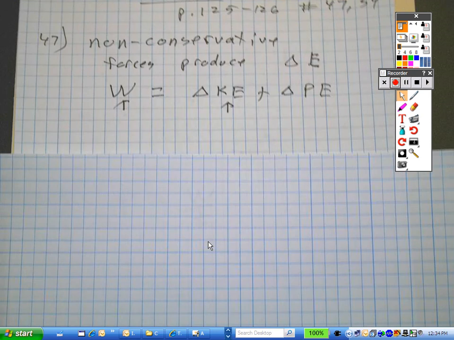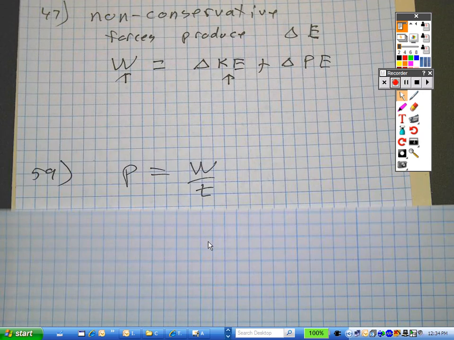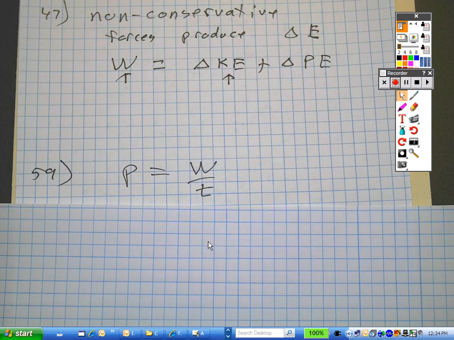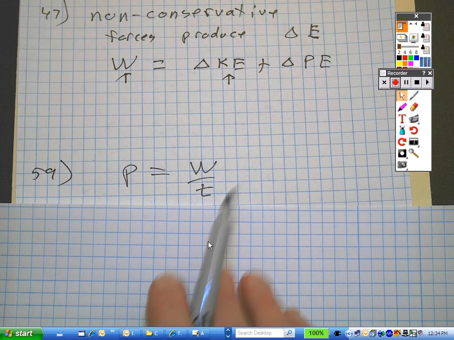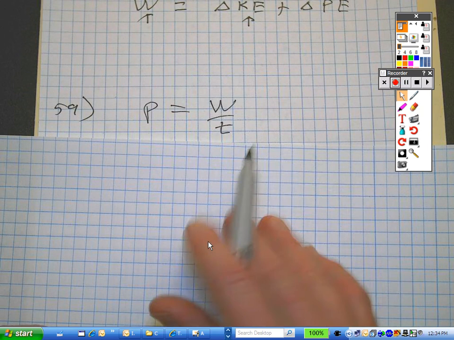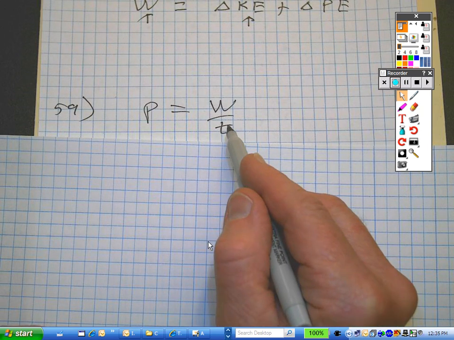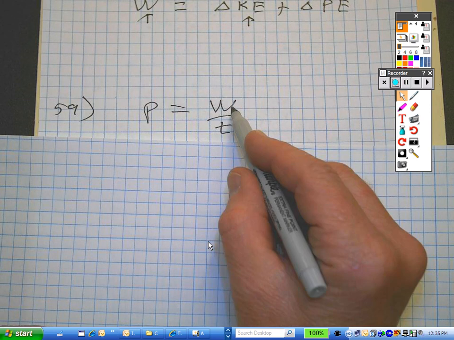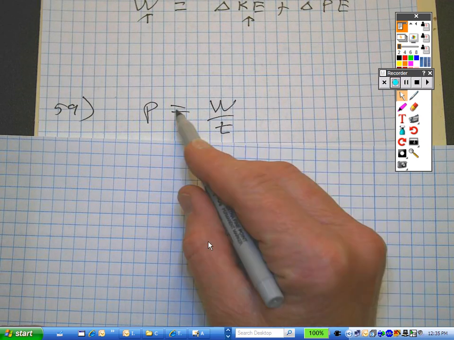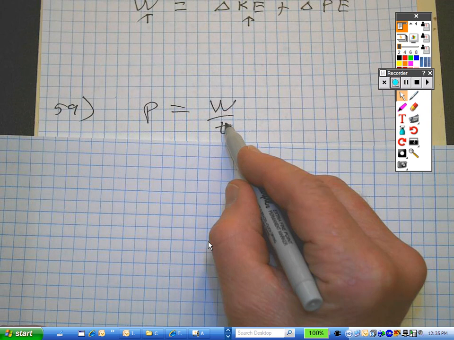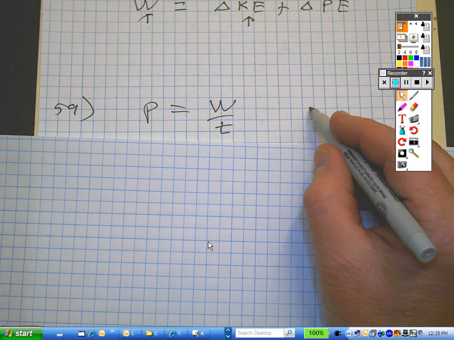Now let's look briefly at number 59. Well, 59 is about skiing. Good time of year to start thinking about that skiing kind of problem, and the ski lifts. Well, they do work on an object. The object happens to be people that are being lifted in the ski lift, and power is the work divided by time. But remember, work is basically the same as a change of energy from one form to another.